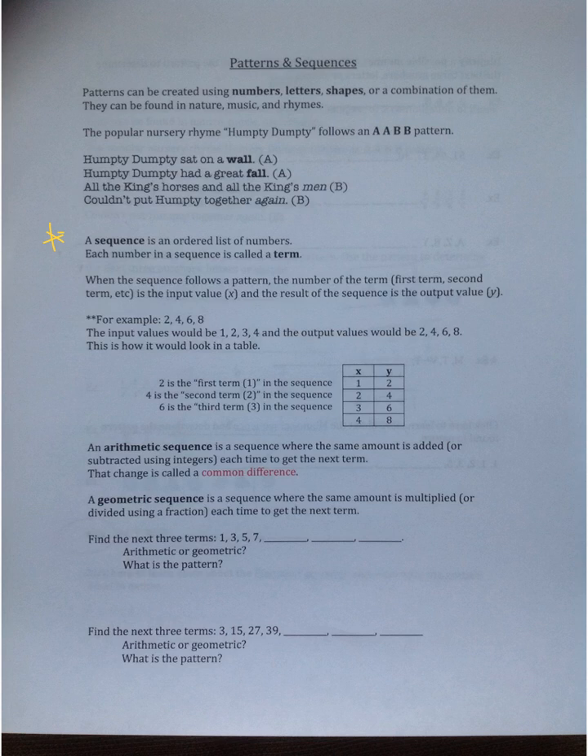So if you had 2, 4, 6, and 8, the input values would be 1, 2, 3, and 4, because you would have the first term, second term, third term, and fourth term. The output values would be the 2, 4, 6, and 8. So you can see on the table here, your 2, 4, 6, and 8 are your output values. That's what you're getting. And that's what the example starts off with.